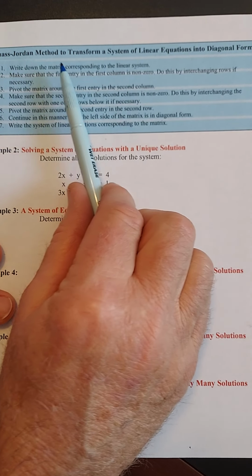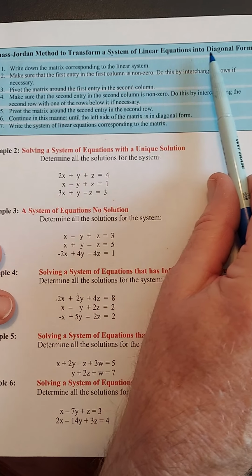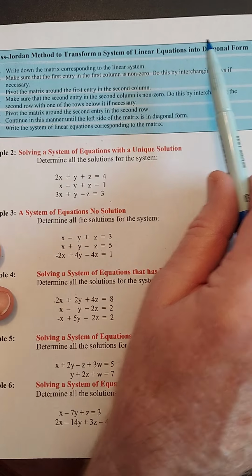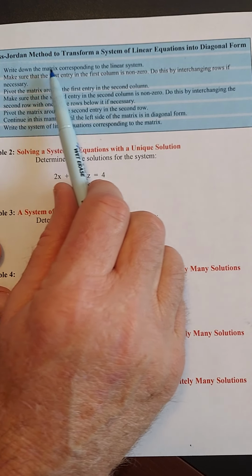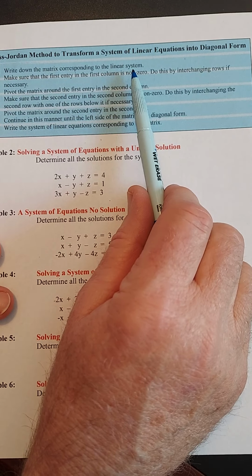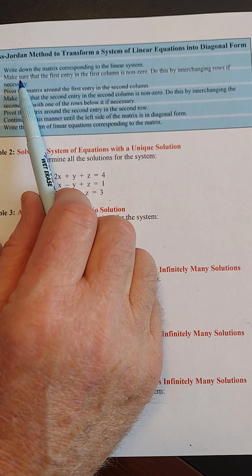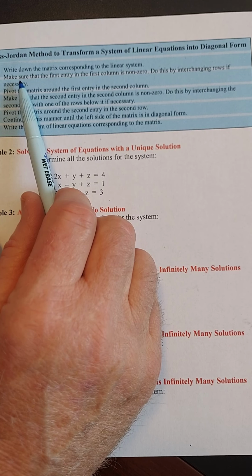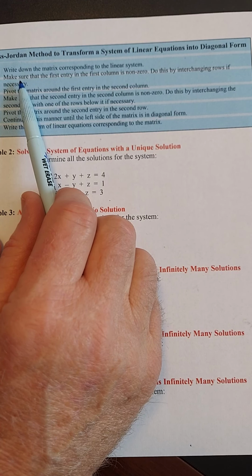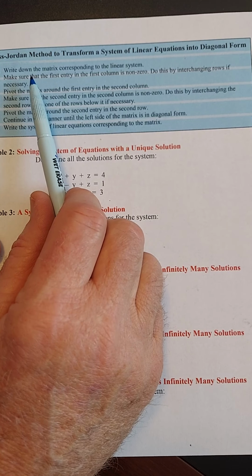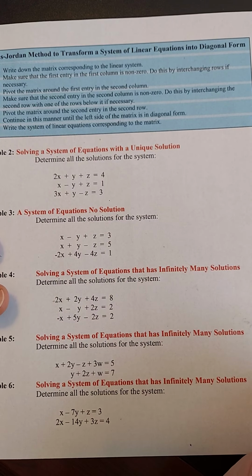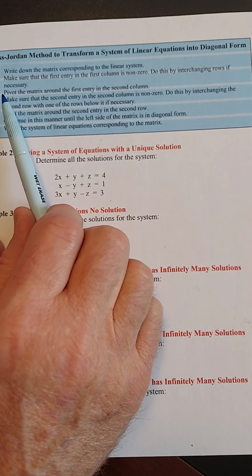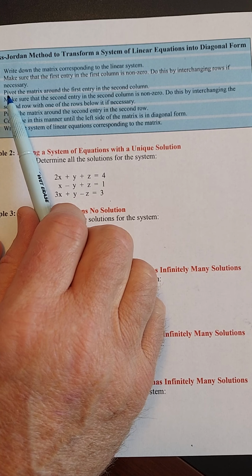But the Gauss-Jordan method to transform a system of linear equations into diagonal form. So if you're going to use the Gauss method, these are the steps. First of all, you write down the matrix corresponding to the linear system. Then you have to make sure that the first entry in the first column is non-zero. If it's not, you're going to switch rows to get a non-zero. Then once you have a non-zero in the first, you're going to pivot around that first element.